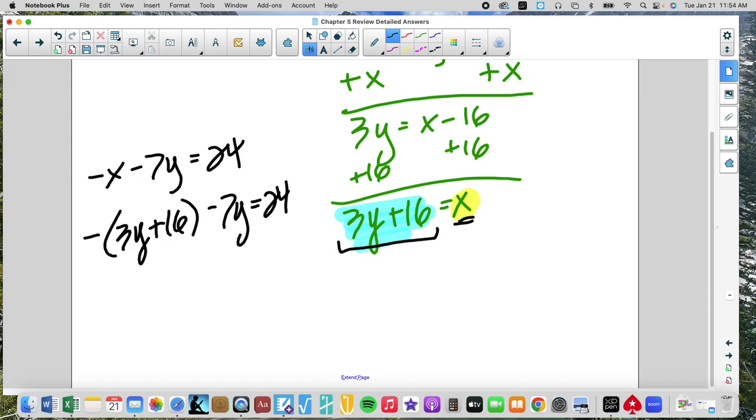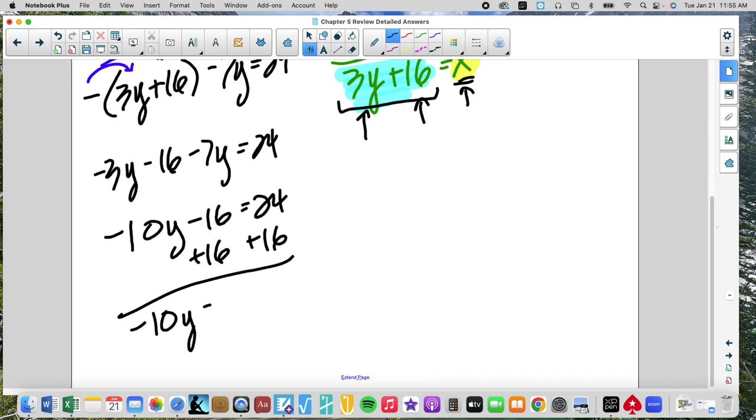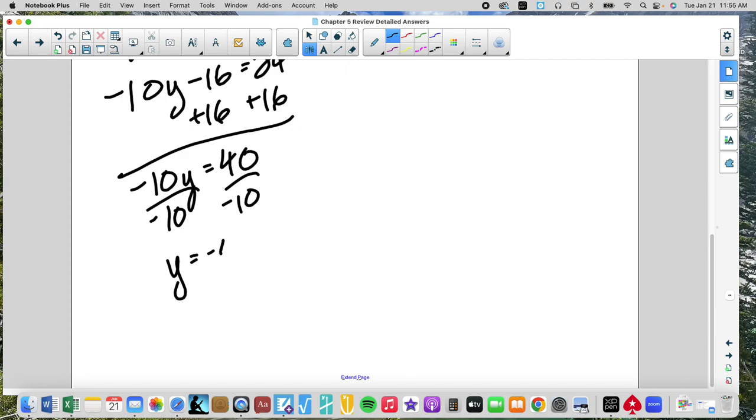If I wanted the opposite of this value, each of the things inside would need to change their signs. And we see that when we distribute the negative in. That's taking the opposite of each sign. So negative 3y minus 16 minus 7y equals 24. Negative 10y, we're going to simplify before moving. We're going to add 16. Negative 10y equals 40. Divide by negative 10. And y equals negative 4.